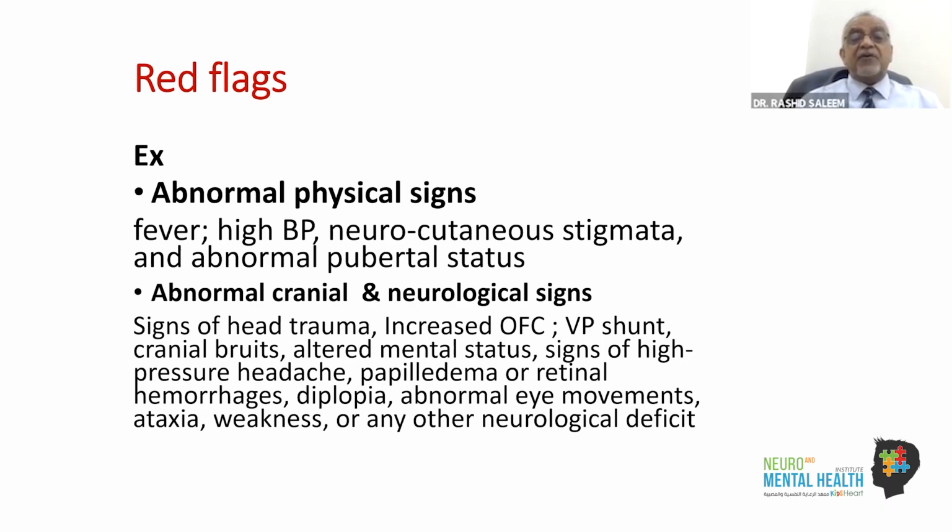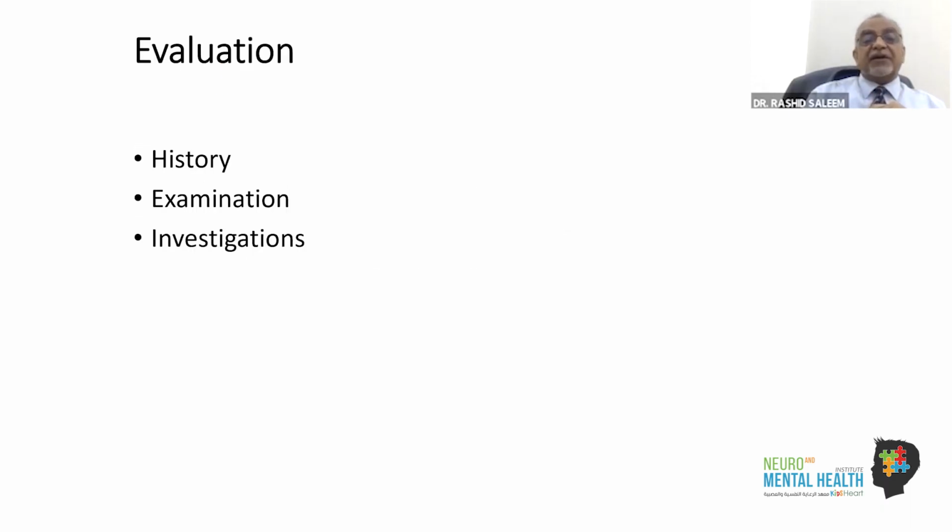Physical examination, abnormal physical signs: high blood pressure, fever, neurocutaneous stigmata, abnormal pubertal status, signs of head trauma, increased head circumference, presence of VP shunt, cranial bruit, altered mental status, signs of high pressure headache, which is headache worsening on coughing and bending forward, and papilledema, retinal hemorrhage, diplopia, abnormal eye movements, ataxia, weakness. These are all red flags on examination.